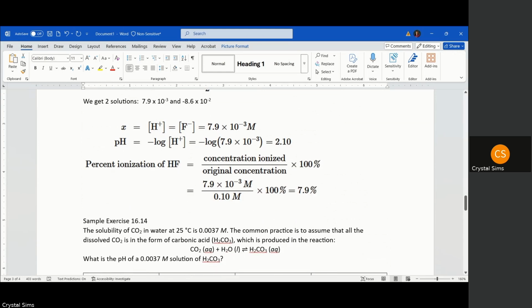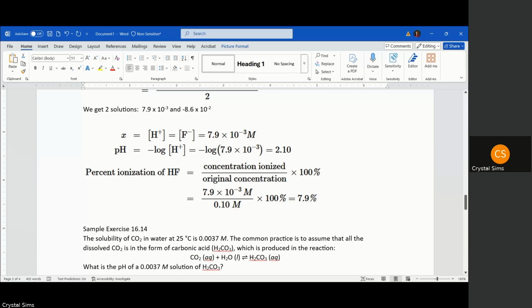Our next exercise is still looking at the section on weak acids. But this time we're looking at what we refer to as a polyprotic acid, which is when we can have more than one ionization. So we can have two successive ionizations. And when we look at this problem, 16.14, we're looking at the solubility of carbon dioxide in water in this carbonic acid reaction here.